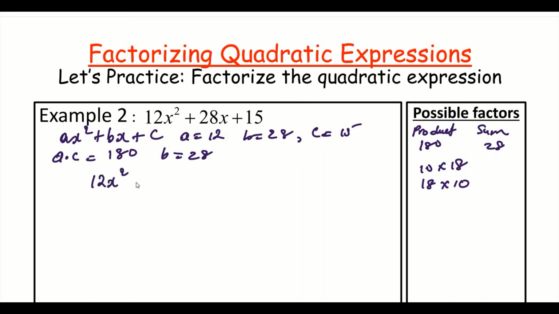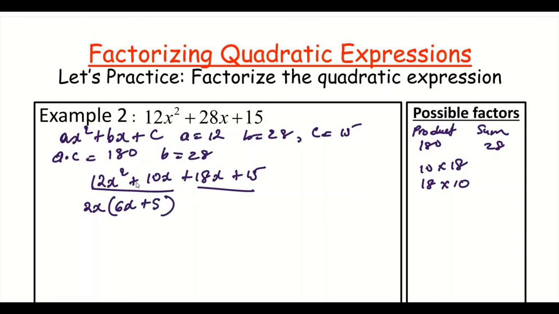So I have 12x squared plus 10x plus 18x plus 15. It doesn't matter which one you put first, it's going to be the same thing. So we're going to factorize by grouping, using the highest common factor for the first two terms and the last two terms. The highest common factor that can be taken out of 12x squared and 10x is 2x. So 2x into 12x squared gives us 6x, and 2x into 10x gives us 5.